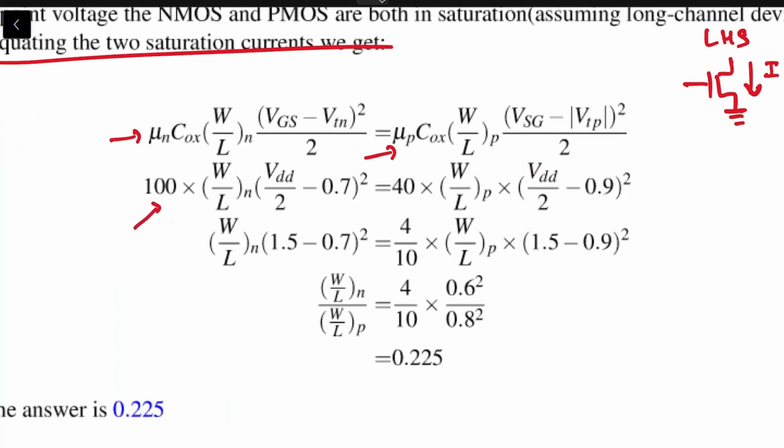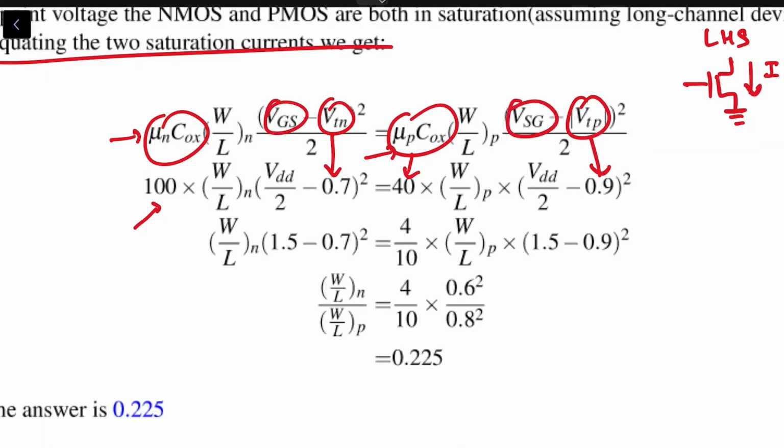Now we just need to substitute the values for mu_n Cox, VTN and mu_p Cox and mod VTP, and we can of course get that VGS and VSG are both VDD by 2. This is because the gate is at VDD by 2 and the source is at 0, and this is because the source is at VDD and the gate is at VDD by 2.